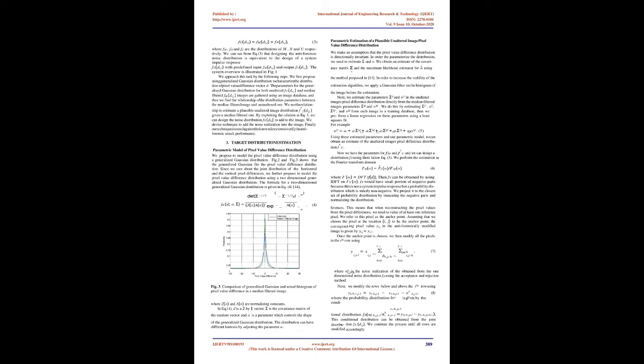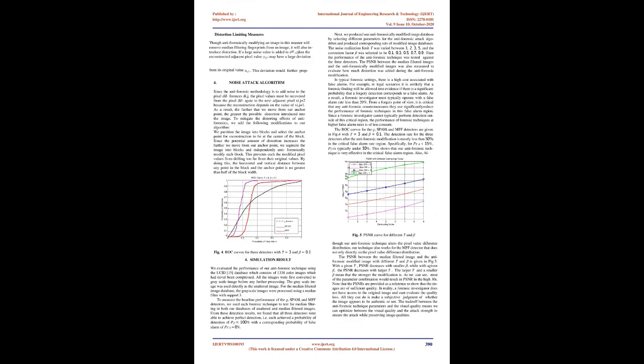Parametric estimation of a plausible unaltered image pixel value difference distribution. We make an assumption that the pixel value difference distribution is directionally invariant. In order to parameterize the distribution, we need to estimate S and A. We obtain an estimate of the covariance matrix S and the maximum likelihood estimator for A using the method proposed in [14]. In order to increase the stability of the estimation algorithm, we apply a Gaussian filter on the histogram of the image before the estimation.